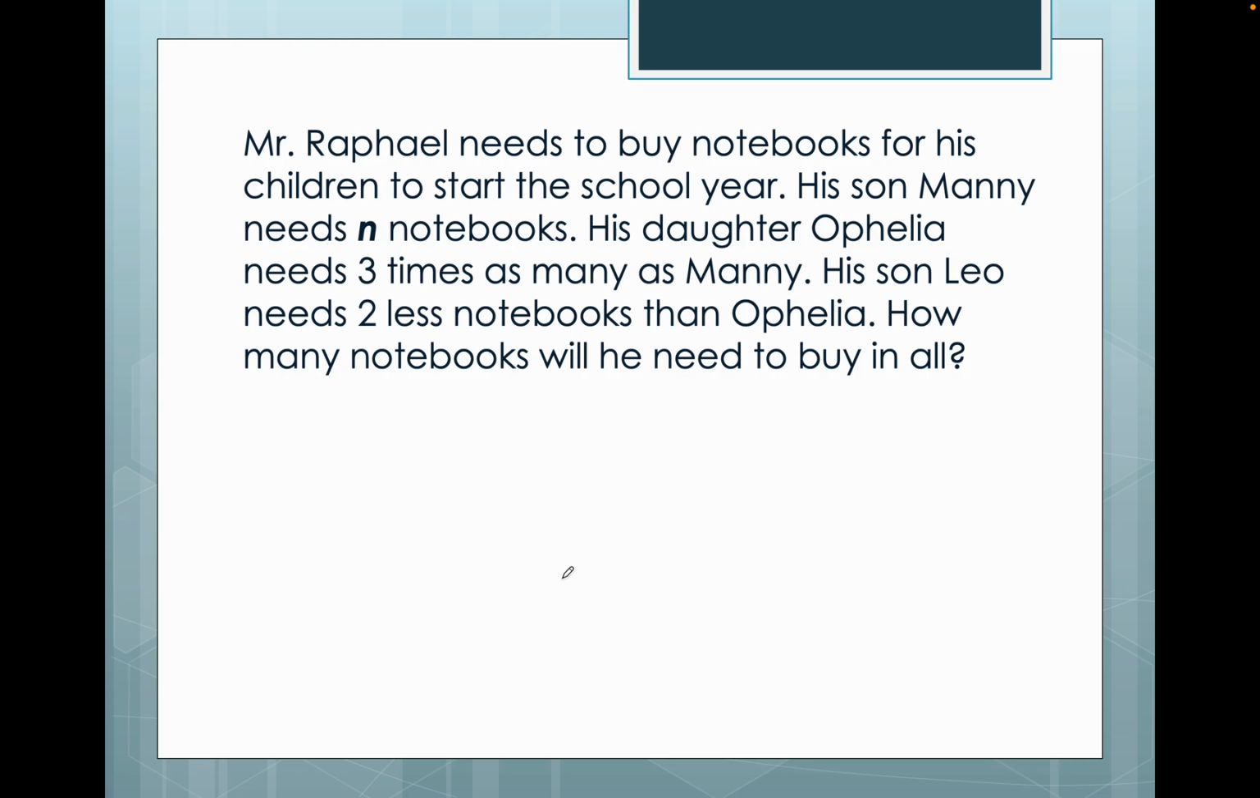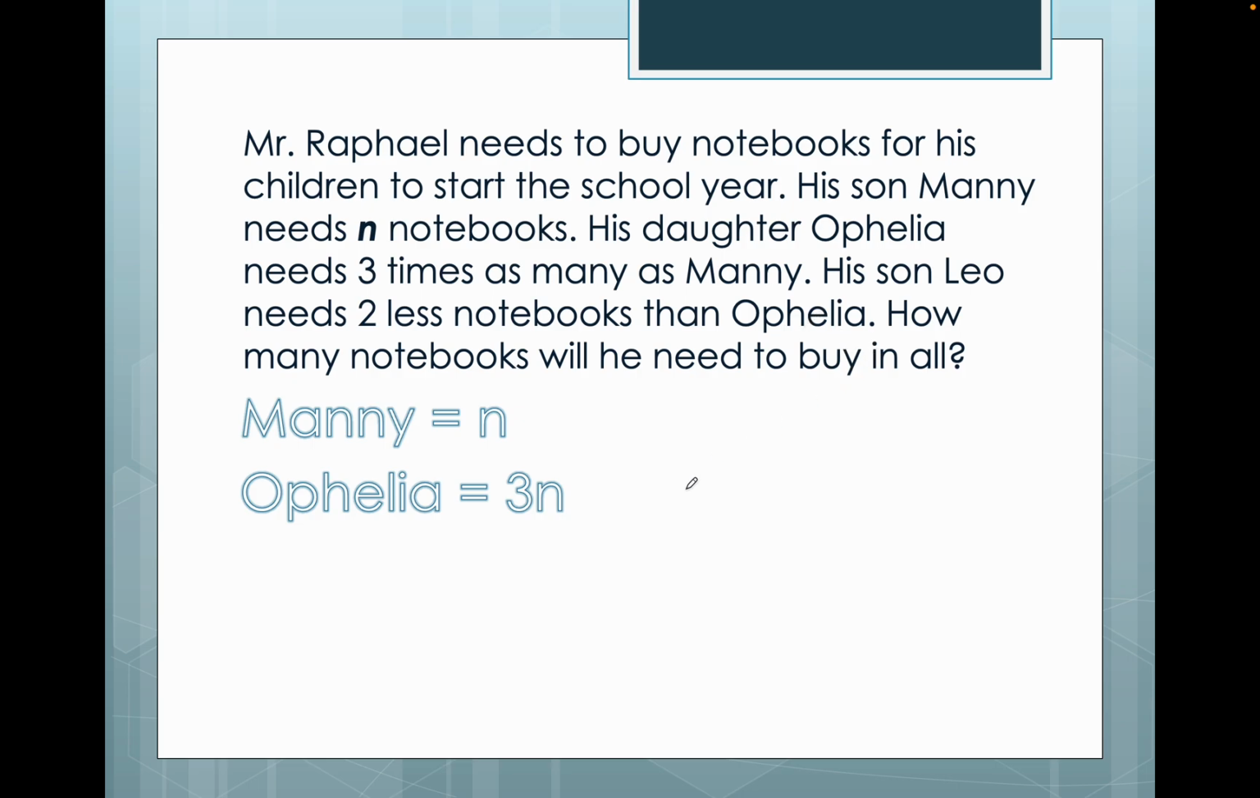This one, notice, does not ask for it in simplest form, which means that we do not have to combine like terms after we write our expression. We can simply write it and then leave it as is. So step 1 would say that Manny equals N notebooks. Ophelia is 3 times as many as Manny, which is 3N.